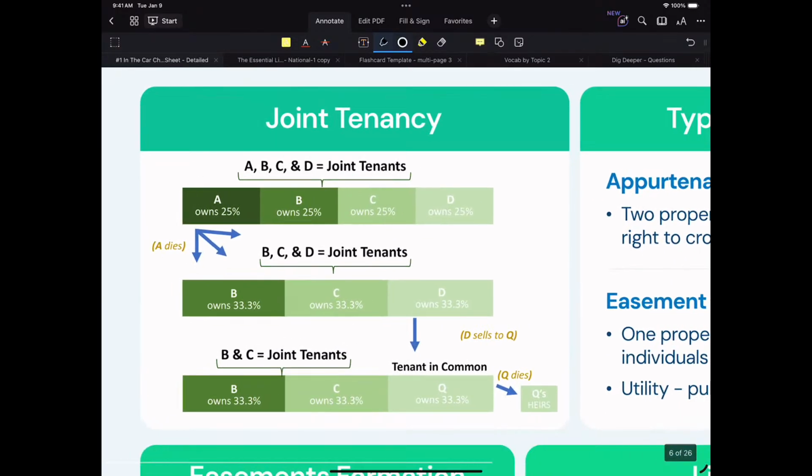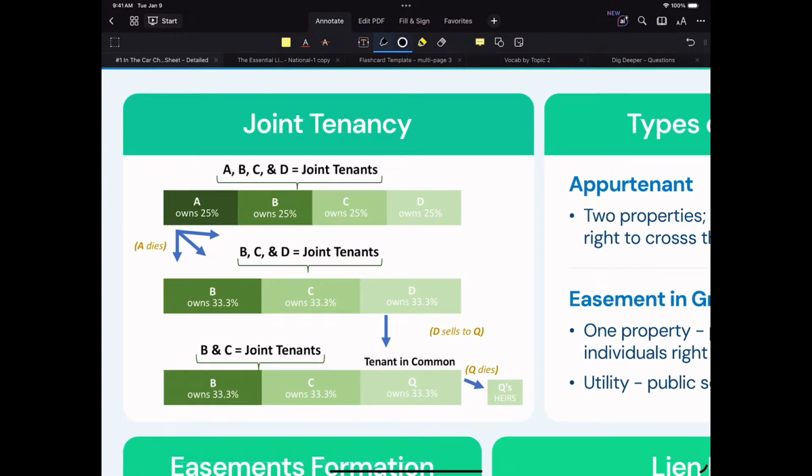And the big one is joint tenancy. Joint tenancy is this idea that you once again get the right of survivorship. Now, in order to make it, you have to have PITT: possession, interest, title, and time, all have to be equal. So if you have PITT, all equal, then you can be joint tenants and you can get that right of survivorship.